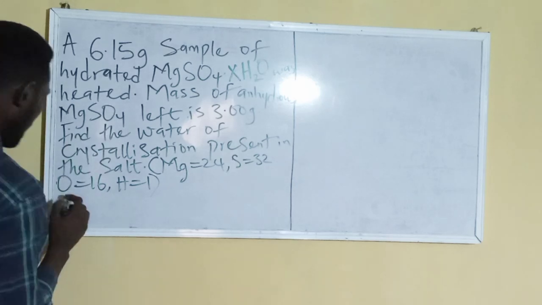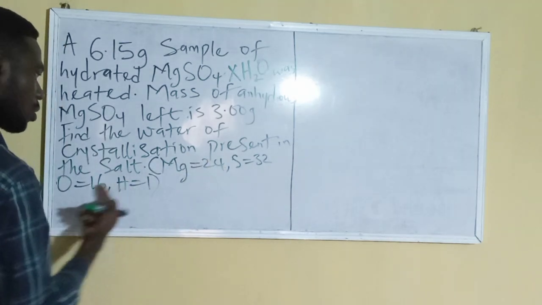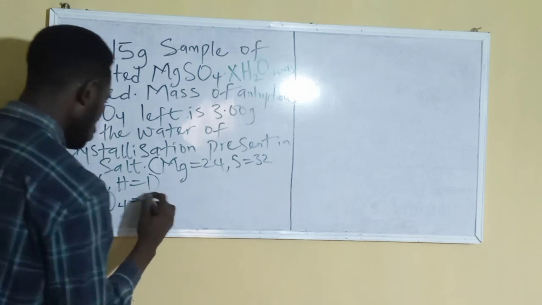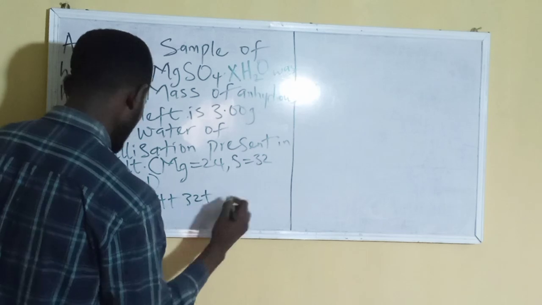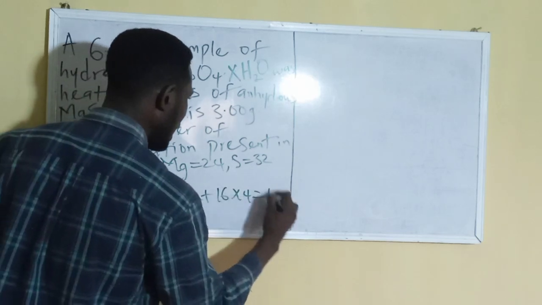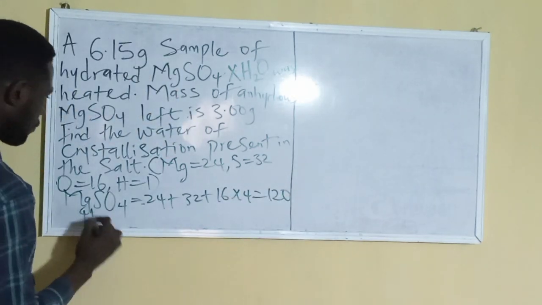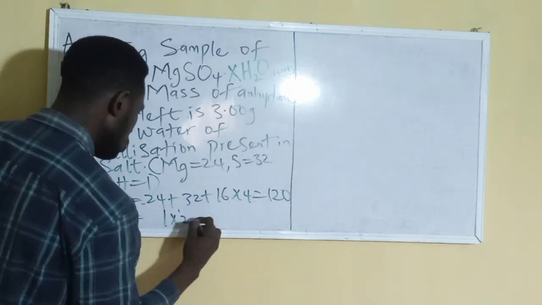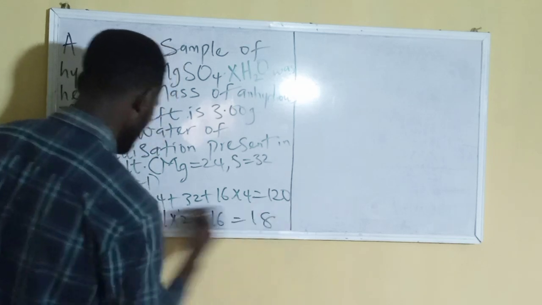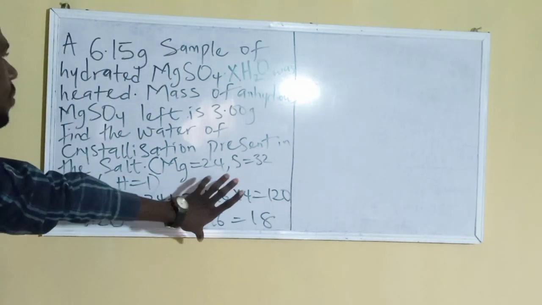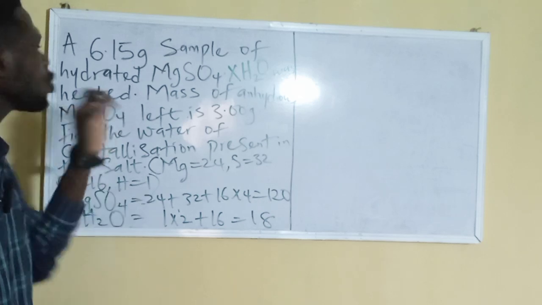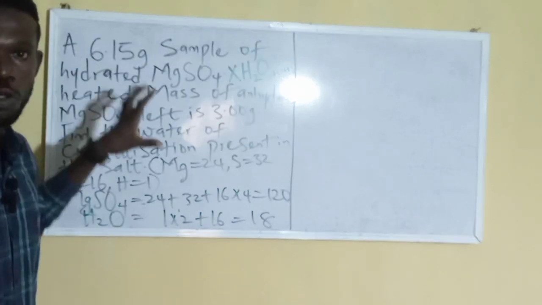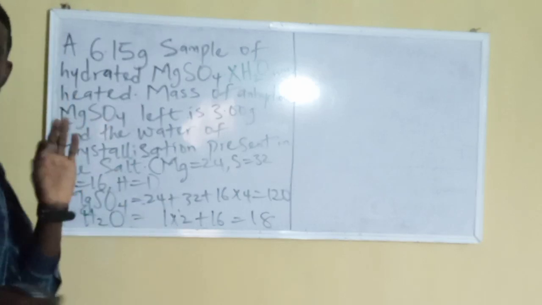Now let's start. The molar mass of MgSO4 is 24 plus 32 plus 16 times 4, and that gives you 120. For water, you have 1 times 2 plus 16, which gives you 18. Now we've gotten that, the next thing we are going to do is subtract the anhydrous from the hydrated to get the mass of water itself.